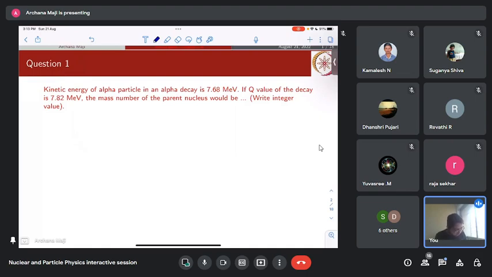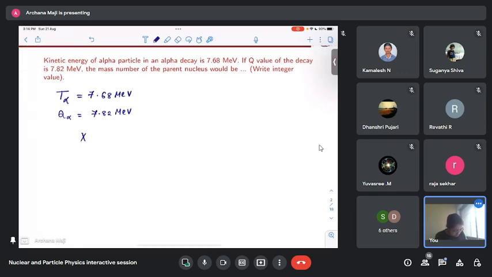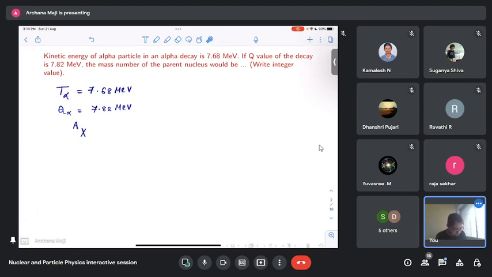Given that the kinetic energy of the alpha particle in an alpha decay is 7.68 MeV and the Q value of that alpha decay is 7.82 MeV, what is the mass number of the parent nucleus? So this question will require concepts from the previous week. Actually, we also had a problem related to this Q value and alpha particle kinetic energy. So let me say it briefly again.